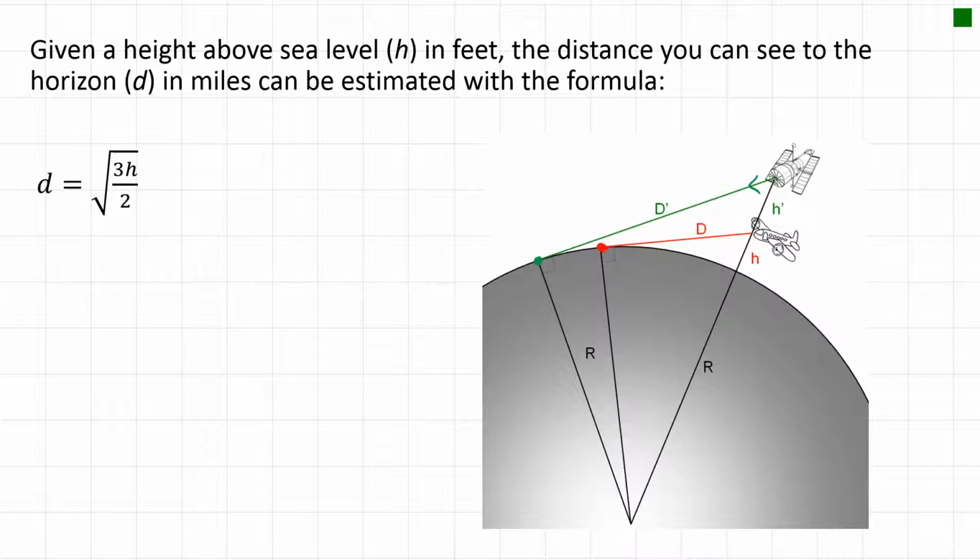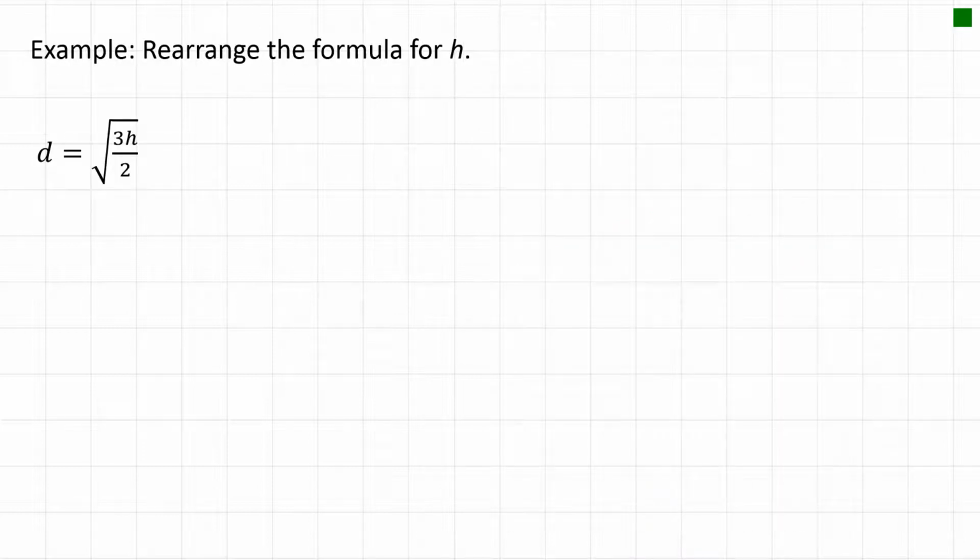And there's actually a nice formula that we can use to calculate, given a height above sea level in feet, the horizon distance in miles can be estimated with this formula. D is equal to the square root of 3h over 2. The example we're going to show you now is how to rearrange this formula for h.